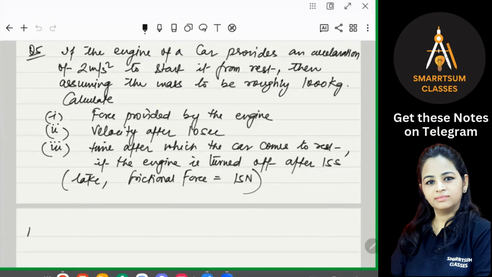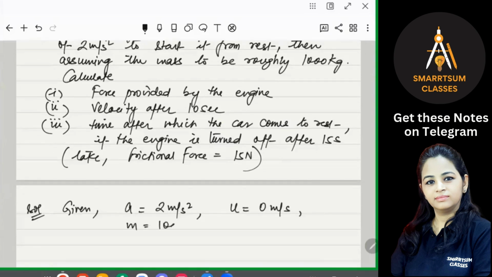Okay. So in this question, look at question number 5. If the engine of the car provides an acceleration of 2 meter per second square to start it from rest, and assuming the mass to be roughly 1000 kg, what is given? First we will write it down. Acceleration is given, that is 2 meter per second square. Since it is starting from rest, initial velocity is 0 meter per second. And mass of the car is 1000 kg.